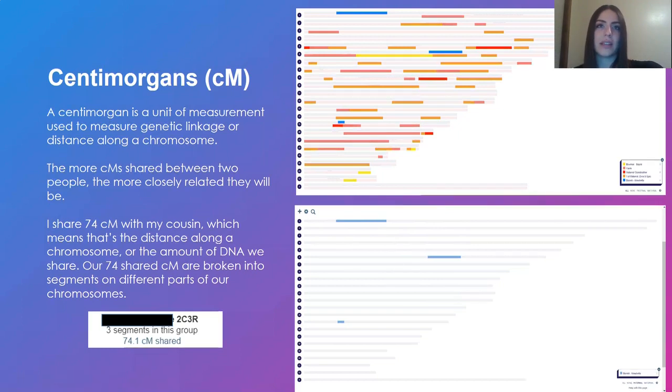Now, I knew that my cousin is my second cousin 3 times removed because I found our common ancestor. So you can see that I was the one who entered that in here, but sometimes you don't know that ahead of time. So there's a website that can help you figure out what your relationship with someone could be just by looking at the centimorgans. And this is the same website that I'm showing right now. It's called DNA Painter, and it has the chromosome browser on it.